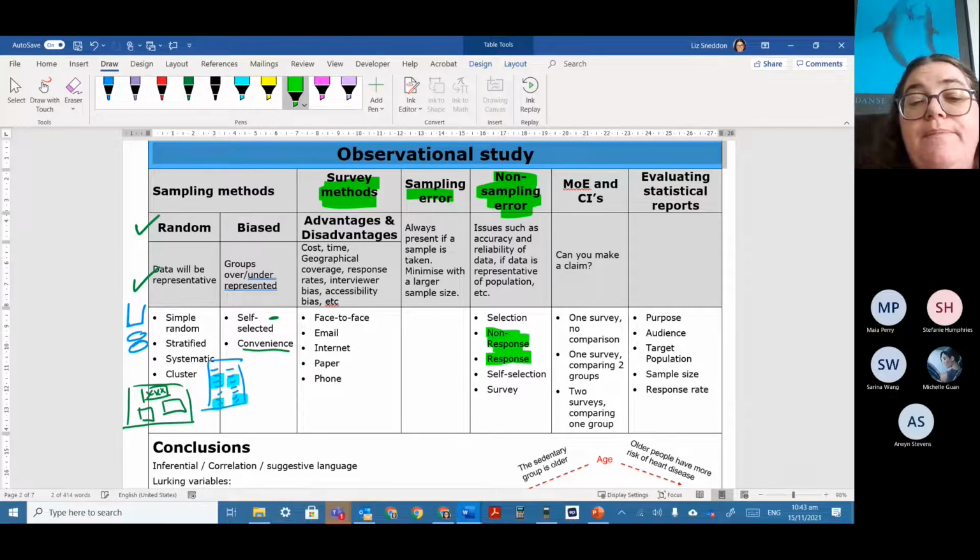Non-response, that's about people who don't respond can have different opinions and different data than those who do respond. So if, for example, I've asked a bunch of people, would you like to participate in my survey? And there's been some people that have said no. Those people that have said no, they will have different opinions and data.